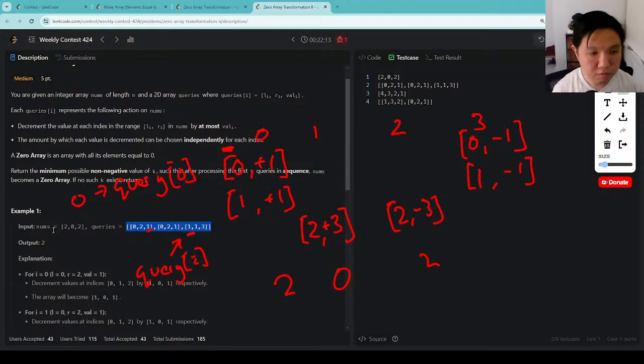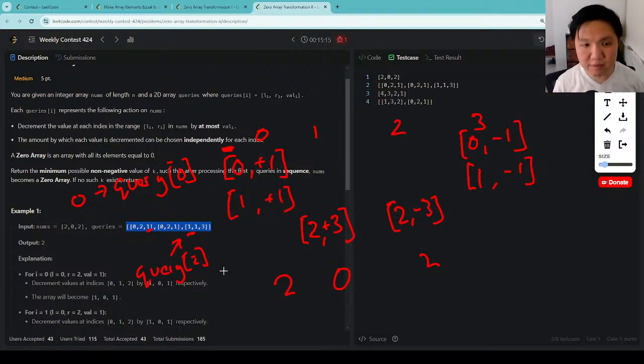Zero, 1, 2, 3. Oh, I'm doing something wrong here. Bro, hint binary search. Is it the binary search? So here's what I'm up to. Ah man. Here's where I'm up to. I'm also trying to do this.